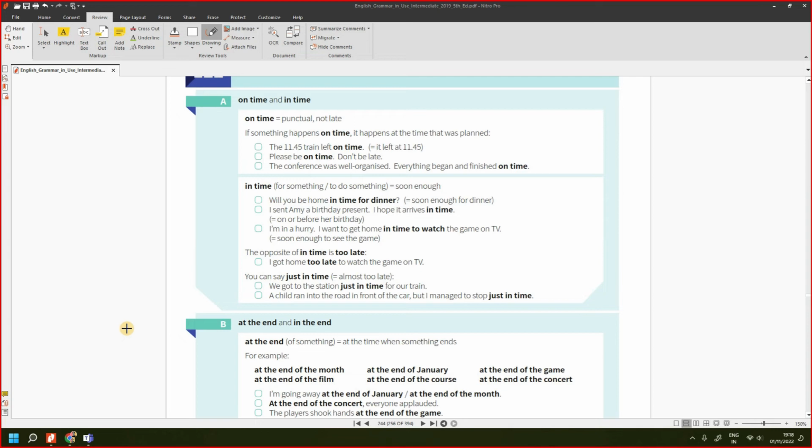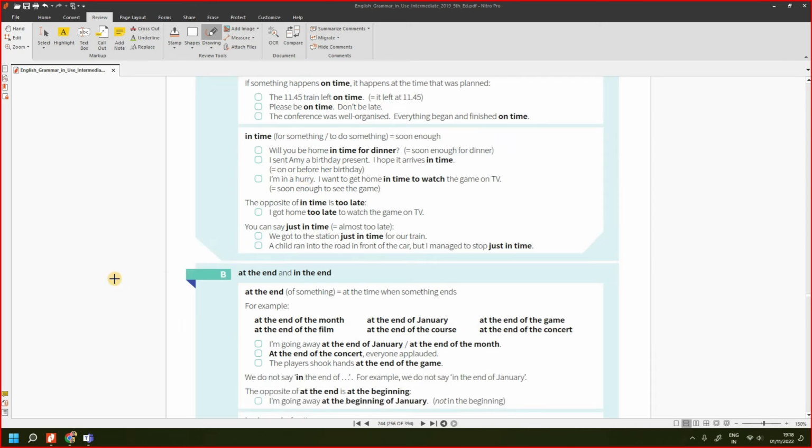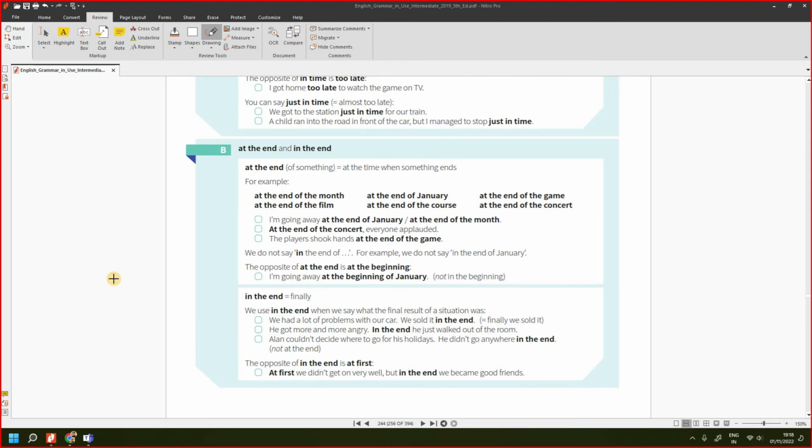See, if we had been a little late, the train would have left. So we were on the right time, the appropriate time. So we got to the station just in time for a train. And a child ran into the road in front of the car, but I managed to stop just in time, before something could happen. So just in time refers to before something could happen, I was there. Okay, this is one thing that you have to learn: on time and in time. Next, we're going to look at at the end and in the end.